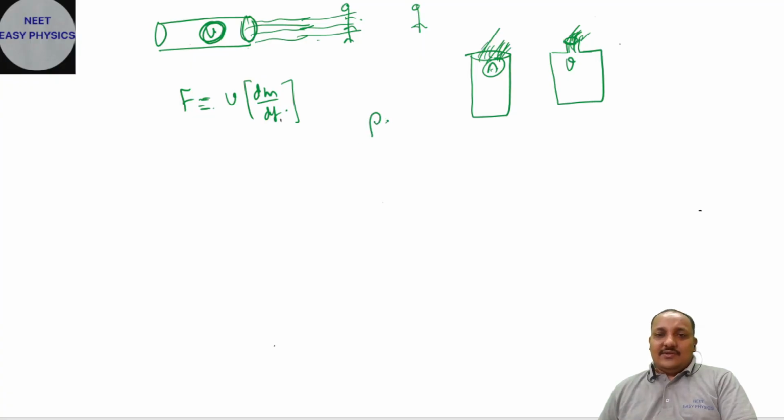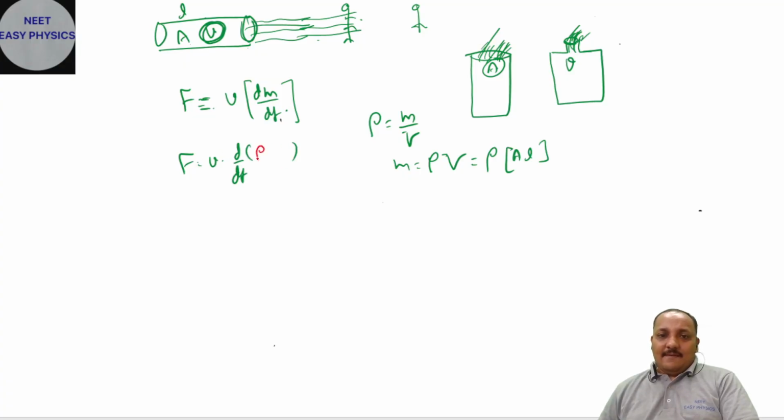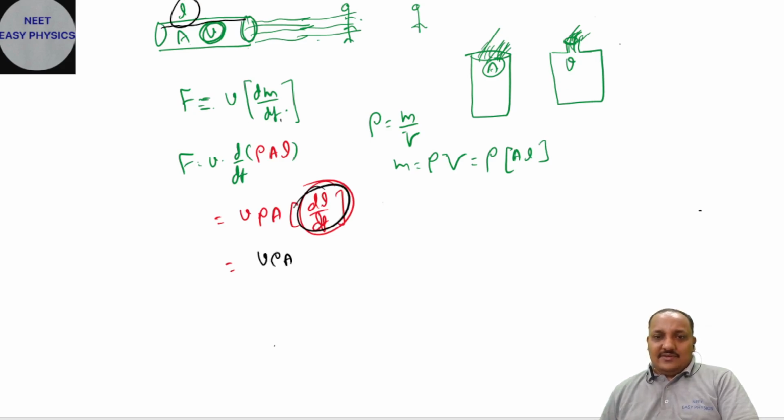For that, density rho is equal to mass per unit volume. So mass is equal to density into volume. What is the volume here? Area into length. So substitute: F is equal to v d by dt of rho A L. So v into rho A into dl by dt. What is dl by dt? The water is changing its length with respect to time, so this is only velocity. Therefore v into rho A into v, that is nothing but rho A v square. So F is equal to rho A v square.